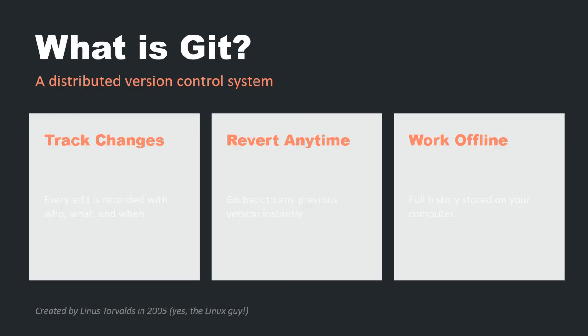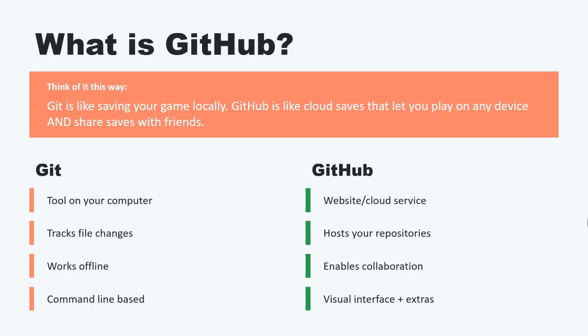So what is Git? Git is a version control system, like I said, where you can track changes with who, what, and when, and you have the ability to revert anytime and work offline. And what is GitHub? Git is like the local version of GitHub. GitHub is a cloud service of multiple Git repositories that lets you do it on any device and with friends.